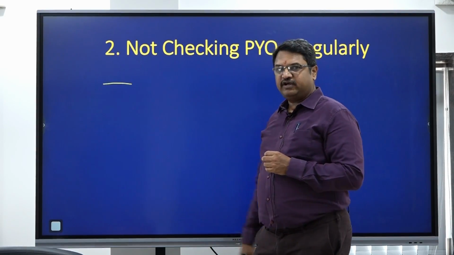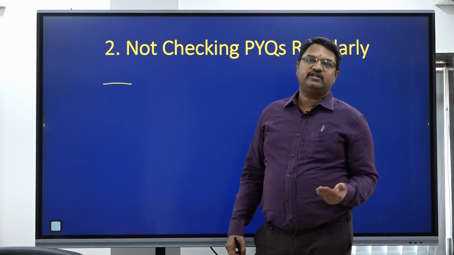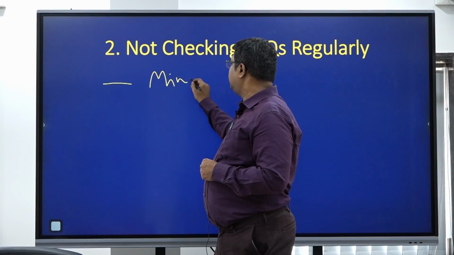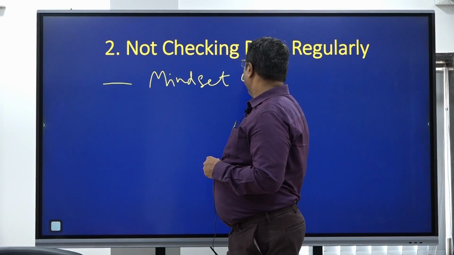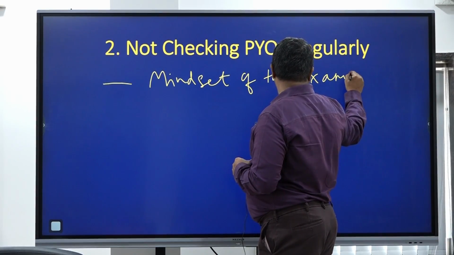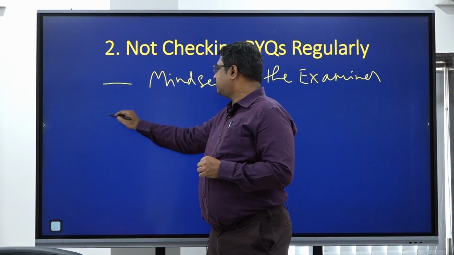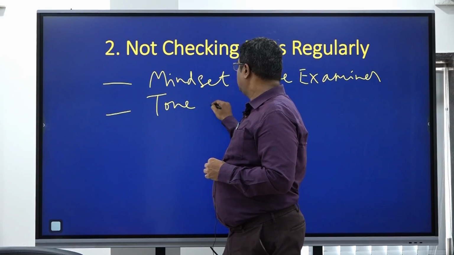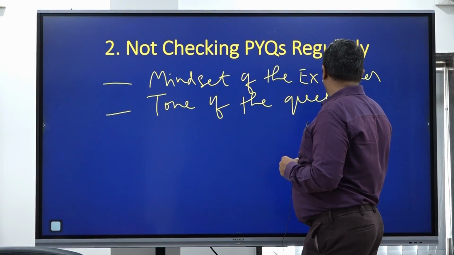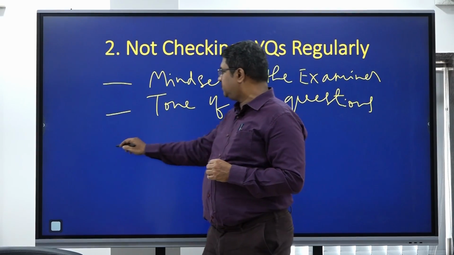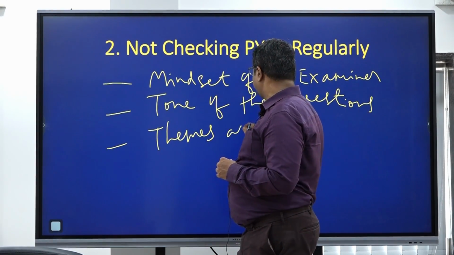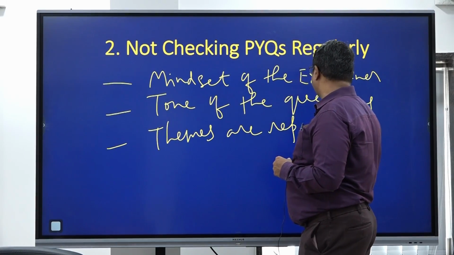Okay, then what is the advantage, or rather what are the advantages of knowing the PYQs? You know the mindset of the examiner, number one, and with what intention the examiner is asking, the tone of the questions, की expectation क्या है. Then on what repeated themes, whether the themes are repeated or not. Usually you'll know that yes, most of the themes are repeated, and repeated questions.